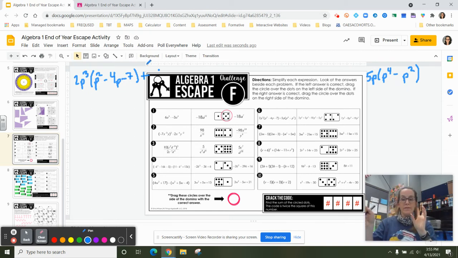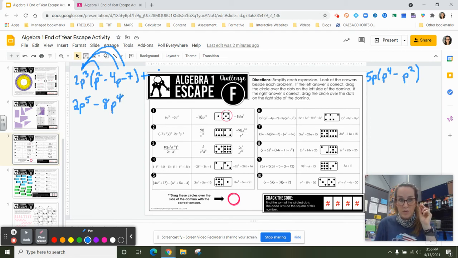So I'm going to work on each part of this problem independent of each other, and then I'll add them at the end, right? I know I have to do some distribution here. So I'm going to do 2p cubed times p squared. A cube and a square, that's going to add to make p to the 5th. Then I've got 2p cubed times negative 4p. So 2 times negative 4 is negative 8. P cubed times p to the 1st is p to the 4th. I added those exponents. Then 2p cubed times negative 7 is giving us negative 14p cubed.